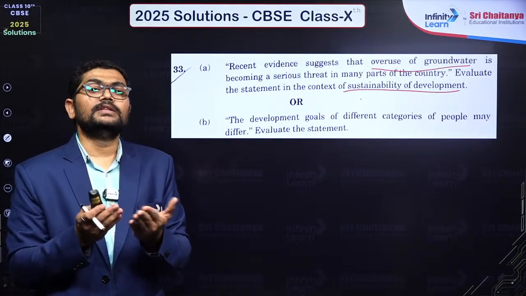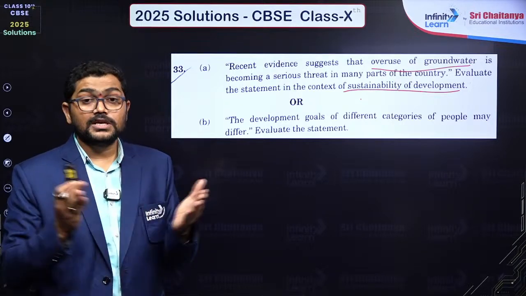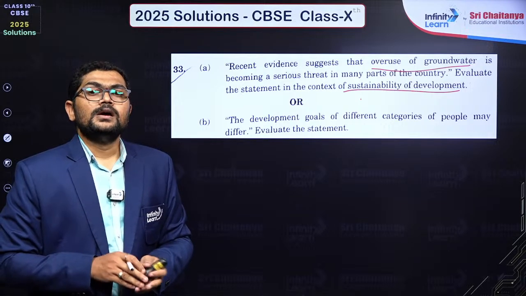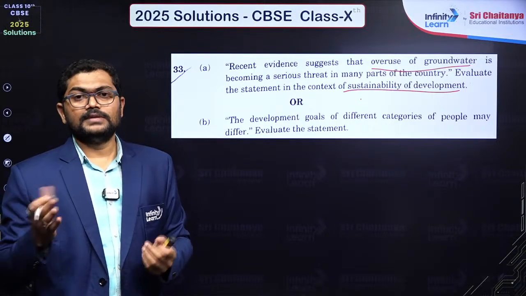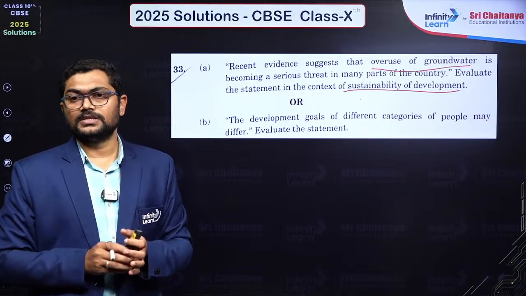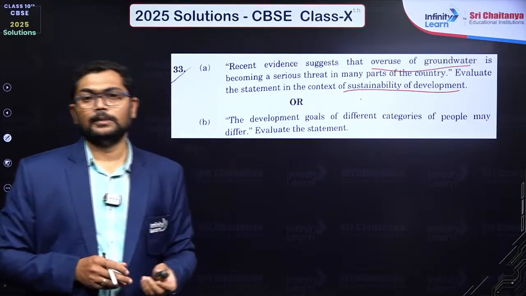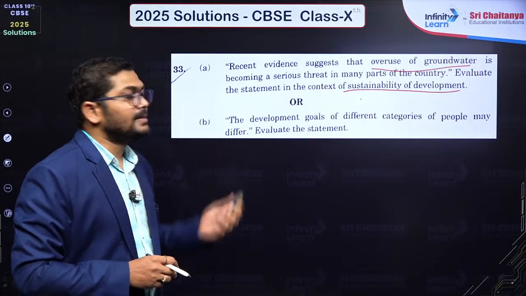We also have developmental goals of different communities which are contrasting or conflictual in nature. For example, the developmental goals of businessmen and tribal people are actually conflictual in nature. Like that we can quote examples for question 33B. So like this we had the 5 marker questions.